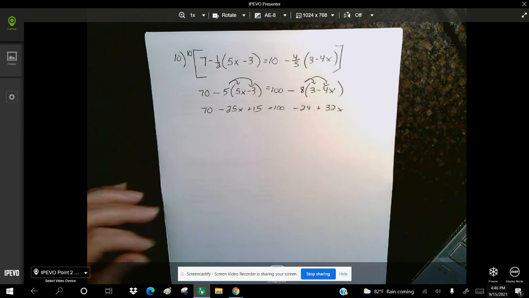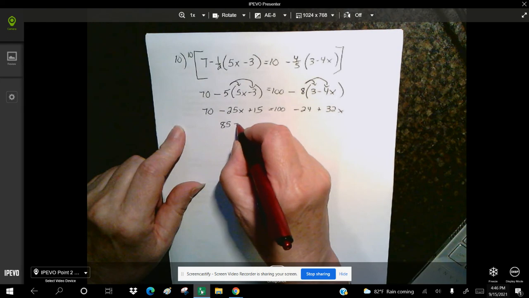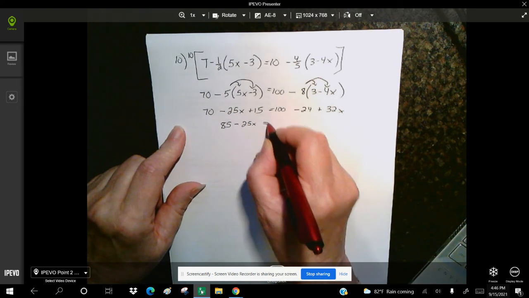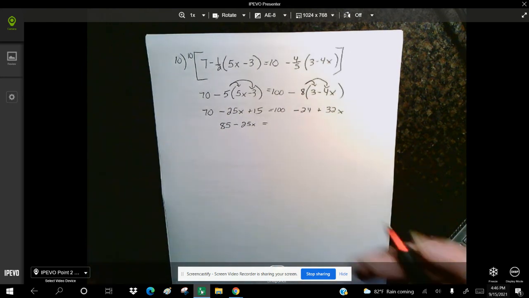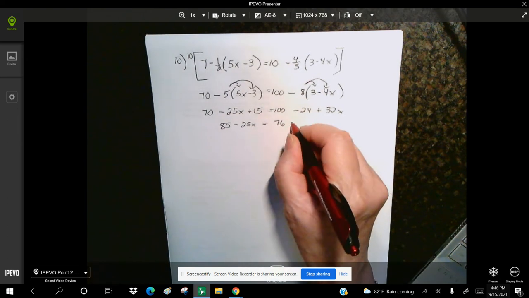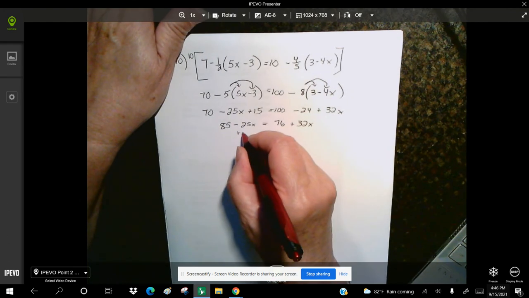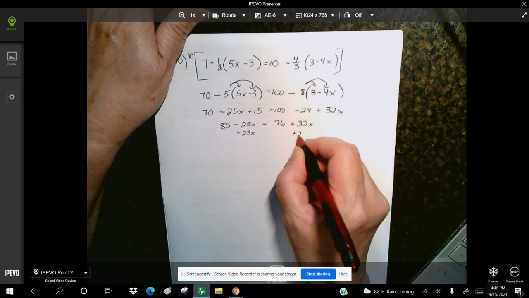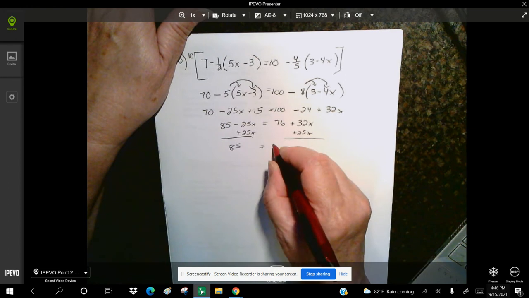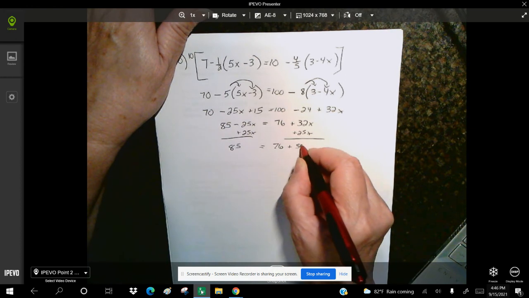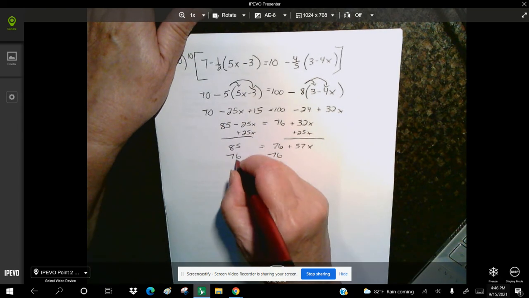Now I'm just going to combine all my like terms. So I have 70 and 15, which would be 85 minus 25x equals, I'm going to have 100 minus 24. So that's going to give me 76 plus 32x. And now I can add 25x to both sides. And I'm going to get 85 equals 76 plus 57x. And I can subtract 76 from both sides.